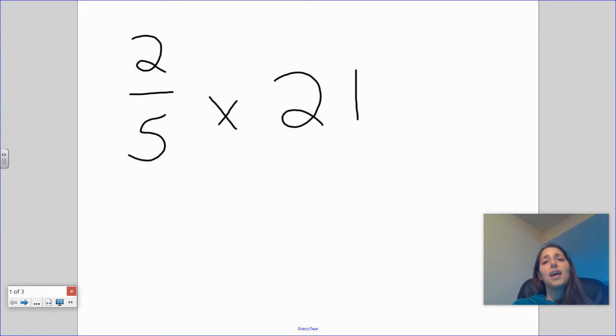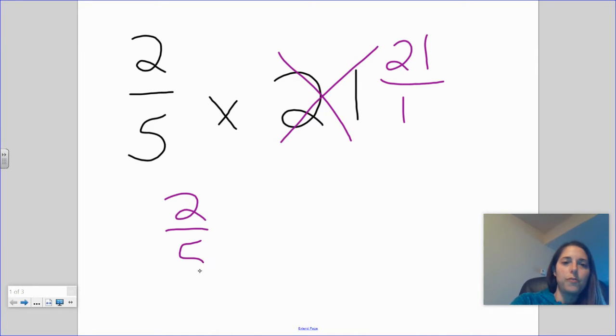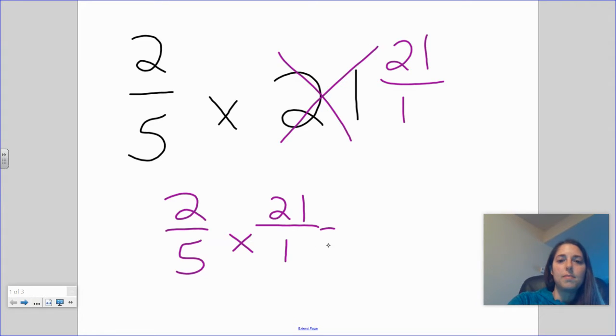But what she was saying is you can actually rewrite a whole number as a fraction. You can rewrite this as 21 over a denominator of 1, because this just means 21 divided by 1, which is 21. So we've turned this fraction times a whole number problem into a fraction times a fraction problem. So I'm just going to rewrite it. 2/5 times 21 is our numerator, 1 is our denominator.